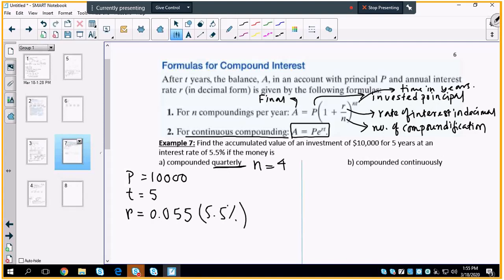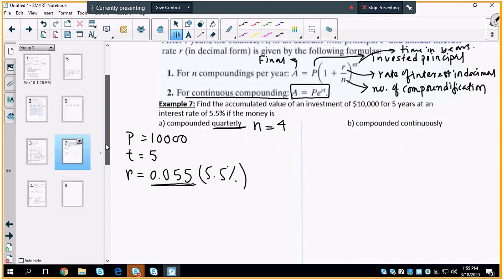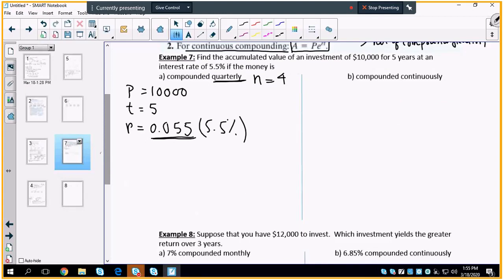Always remember, in our problems, never use the percentage, always use the decimal expansion of the percentage. And this is the information for both sides of the problem. We're just going to use the formula. So the final amount accumulated, A, will be 10,000 times, this is the principal, times 1 plus the rate of interest, which is 0.055, over the number of compounding periods, for you it is 4, to the power N times T. N is 4 and time is 5 years. So this is the expression that we're going to simplify.